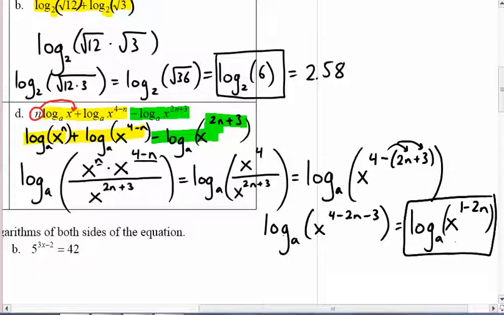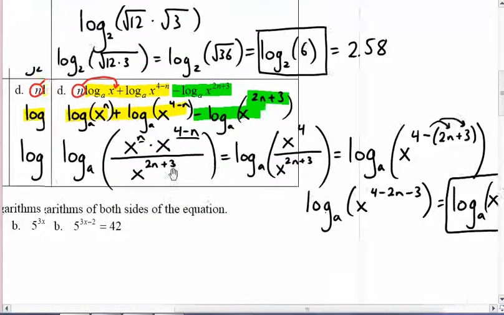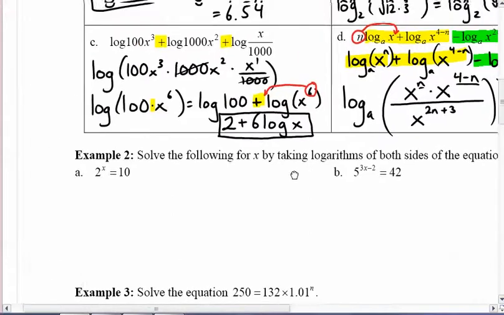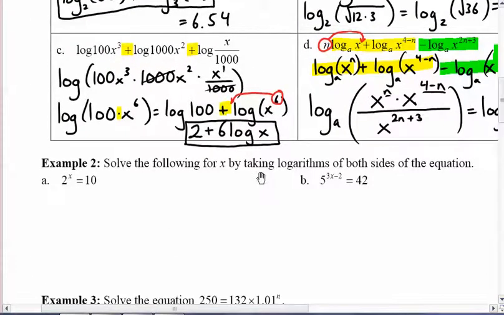Okay, so this seems all pretty theoretical. What's the point of doing logarithms? That comes up in the next example. So the whole purpose of doing logs is so that we can solve equations that have a variable in the exponent. And you might want to know 2 to the power of what number equals 10.